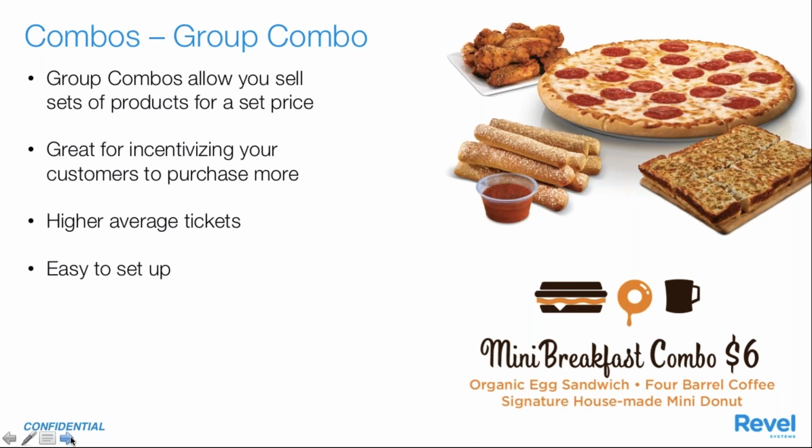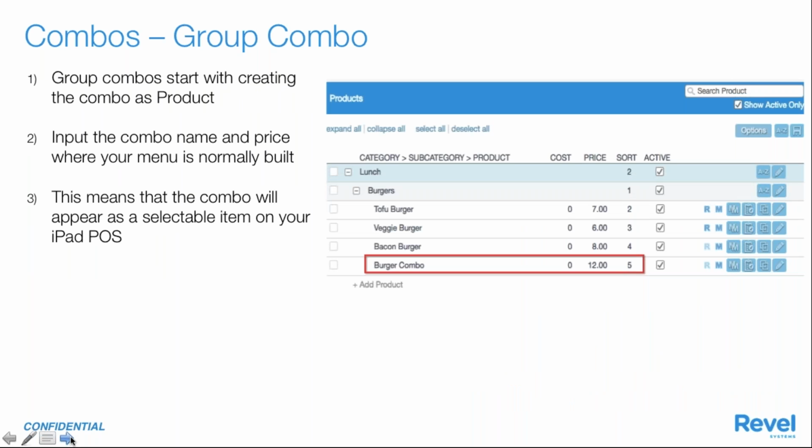So let's go into group combos. Group combos are those that I mentioned that have a static price, just a set price. We recommend these when incentivizing customers to purchase more items because we have a higher average ticket, and it's incredibly easy to set this up. And I'm going to show you guys how to actually do that here.